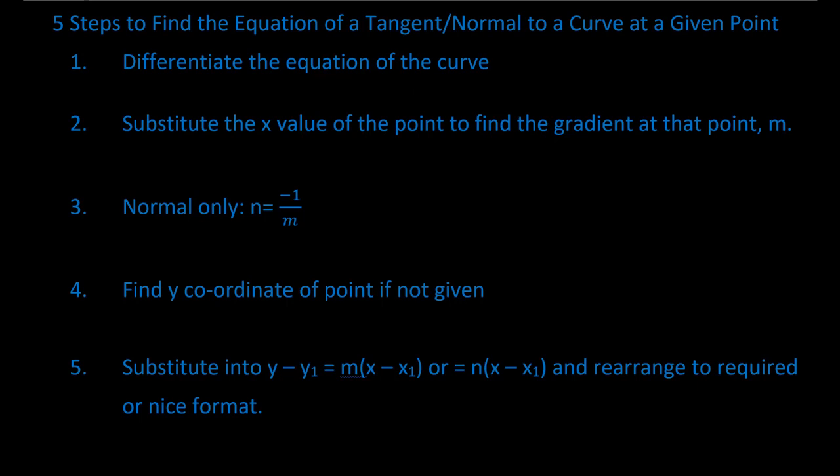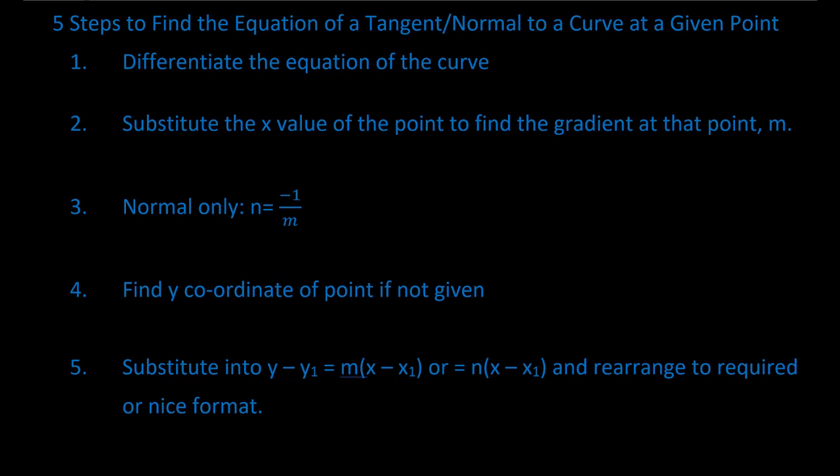Now the normal is perpendicular to the tangent, and so that means that the gradient will be -1 times that, and also flipped over, or 1 over, whichever way you want to think of that. So for example, if m had worked out to be 2, then n would be -1/2. If m had worked out to be 3/4, then n would have been -4/3.